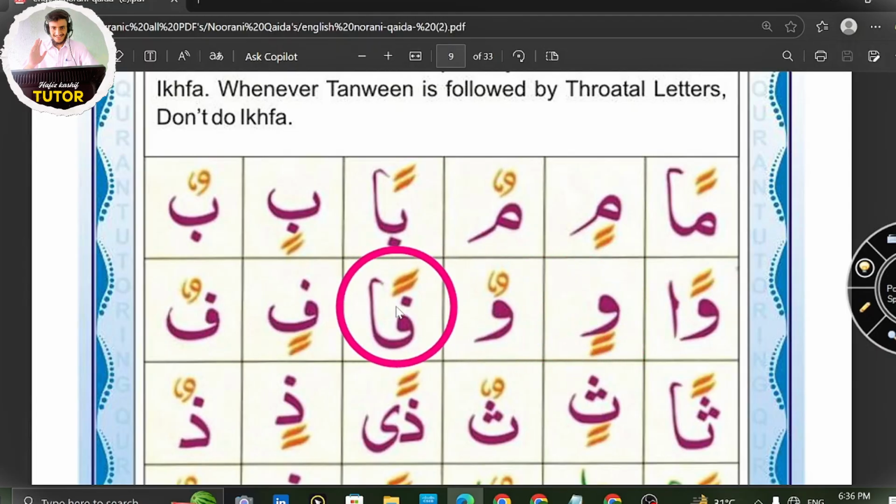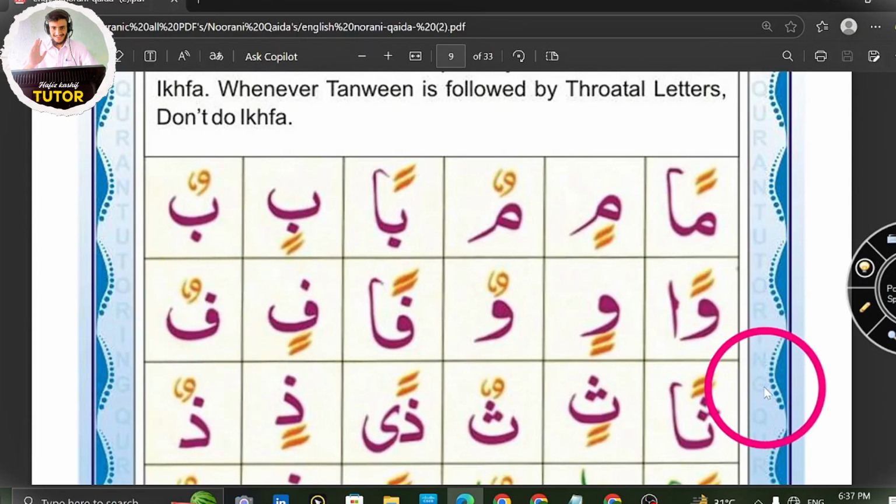Fa double fatha fan, fa double kasra fin, fa double dhamma fun. Fan, fin, fun.